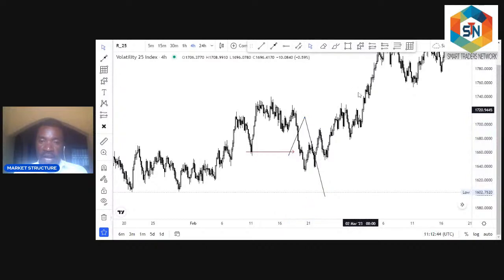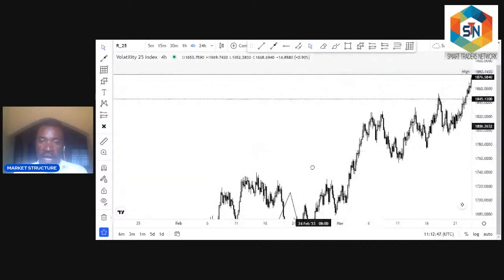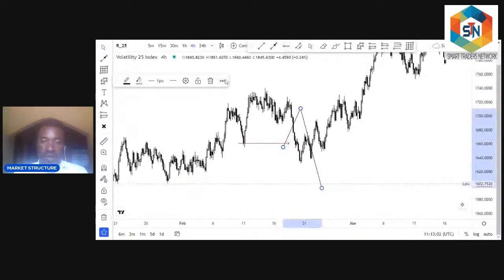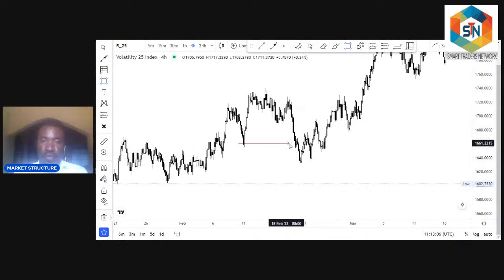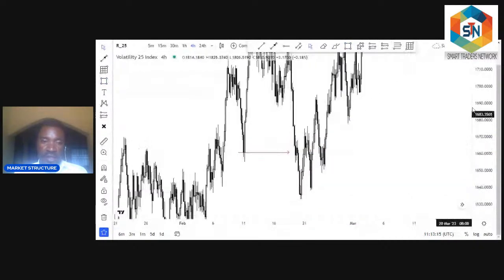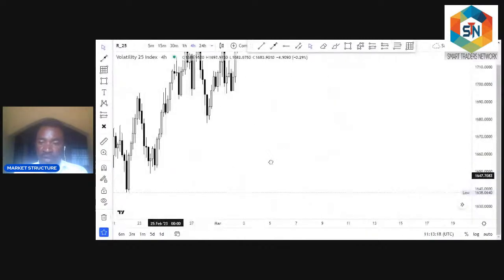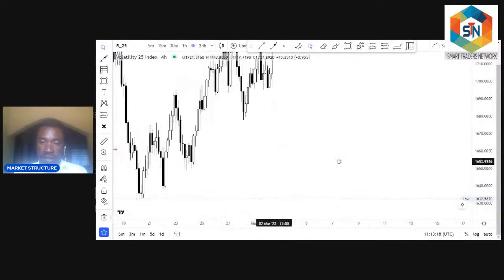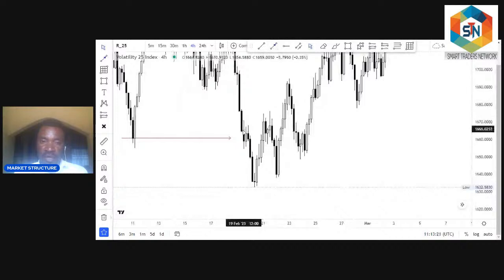While taking a sell position, you ought to be looking to buy. You ought to be looking for a buy within this zone, which price gave us beautifully. Price gave us that break of structure. Let me zoom it out so that you see. Price gave us that break of structure. You can see that break of structure here.